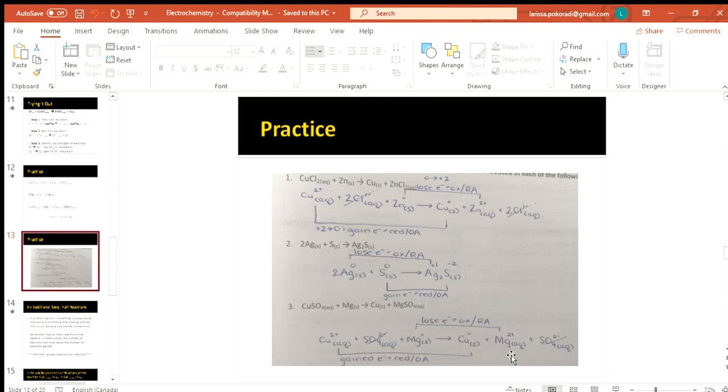We're left behind with the metals. And we've got copper going from a 2+ to a 0. So it's going down in charge, gaining something negative, gaining electrons, so it's reduced, or in other words, an oxidizing agent. And magnesium is going to be the exact opposite. We're going from 0 to 2+. We're going up in charge, losing something negative, and we're oxidized, or a reducing agent.